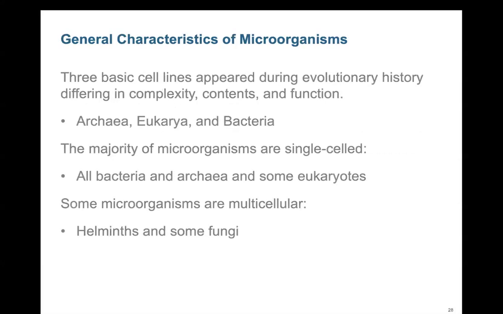So there are three basic cell lines that appear during the evolutionary history, differing in complexity, contents, and function. These are the archaea, eukarya, and bacteria. The majority of microorganisms are single-celled. All bacteria and archaea are going to be single-celled, period. Some eukaryotes are single-celled. And then you also have some eukaryotes which can form helminths, which are the worms. And then some fungi can be multicellular as well. For example, a lot of the molds are multicellular and are not single-celled organisms.